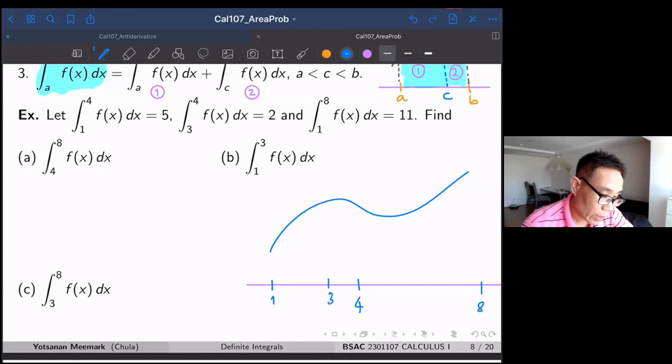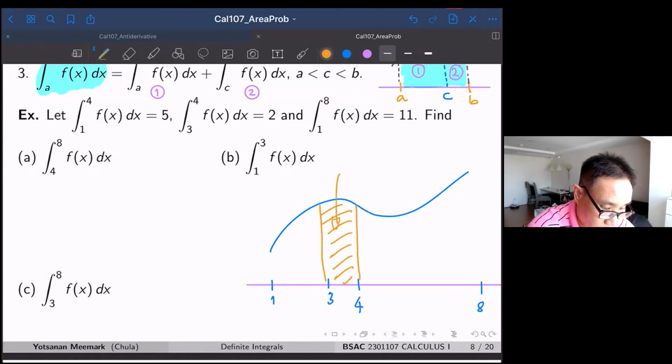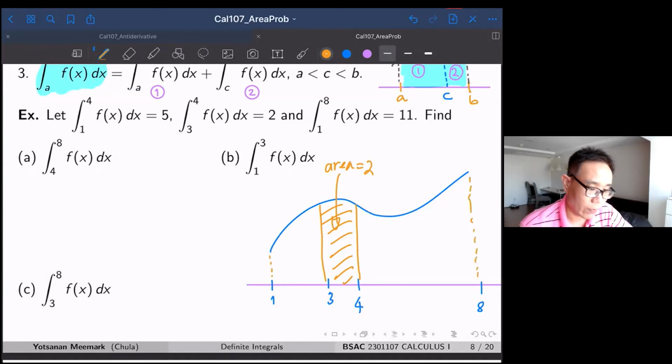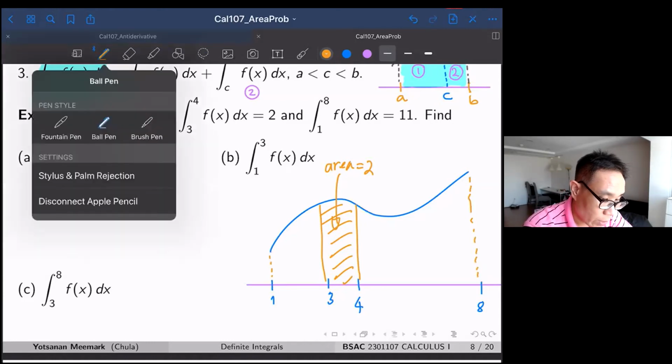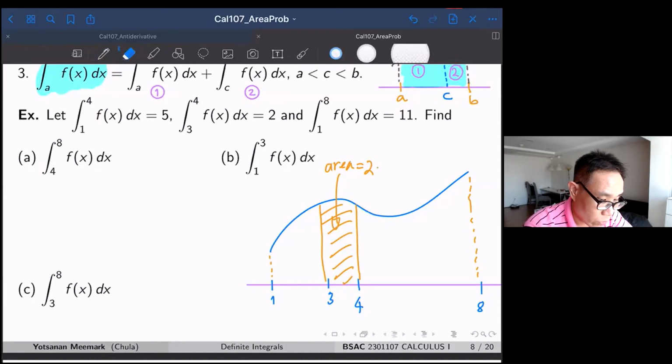Okay, so you have 3 to 4. The area is equal to 2. Okay, so area equal to 2. Okay, and you have 1 to 8, area equal to 11. Okay, so that's gonna be the whole picture. So it's gonna be area equal to 8, and you have this one is area equal to 2.